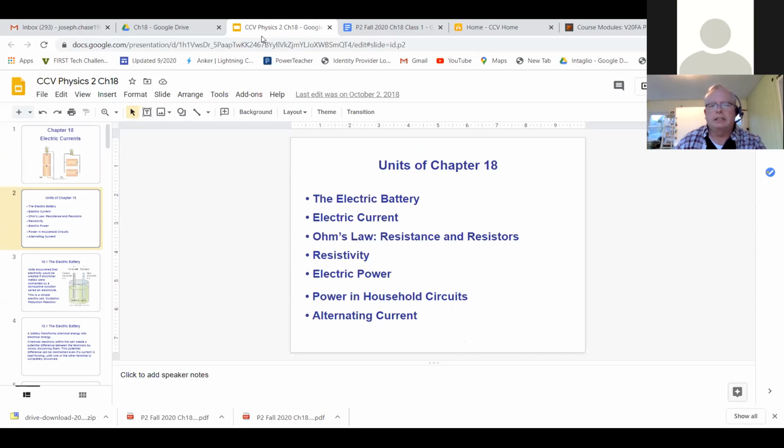So tonight we're just going to take a look at battery, current, resistors and resistances, and a little bit of resistivity. And then we'll talk about the other topics at Thursday night's meeting.